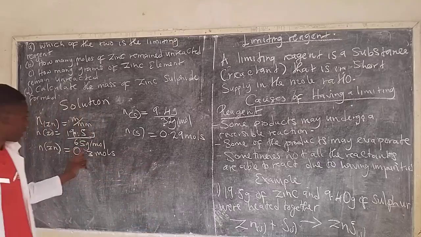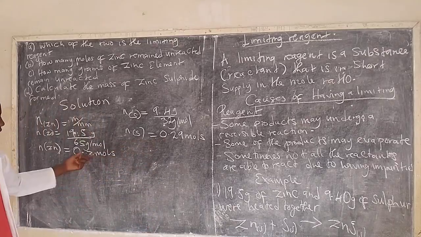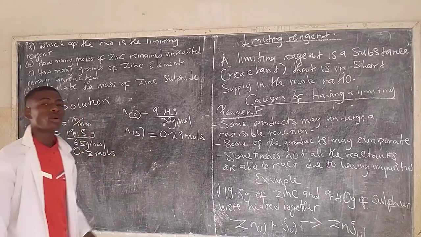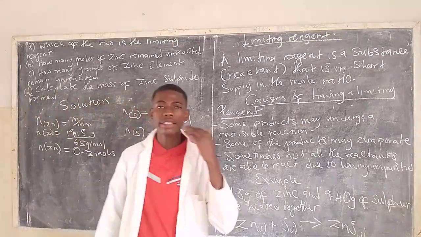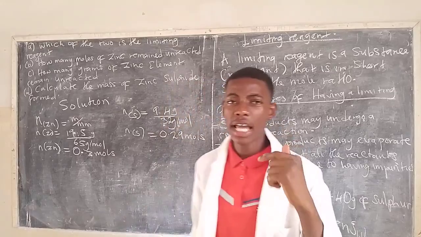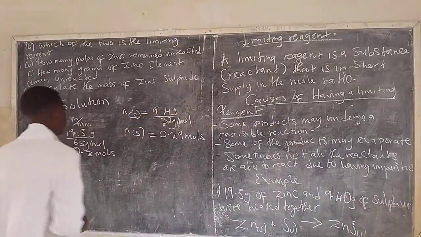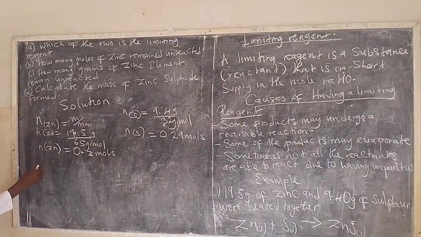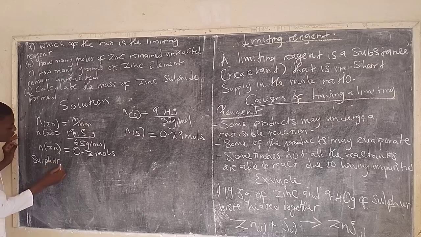This is a 2, this is a 3, so automatically this one is bigger. It means the limiting reagent is the one with the smaller number of moles. Therefore, we can conclude that sulfur is the limiting reagent.